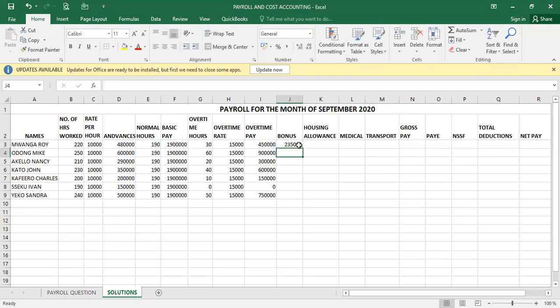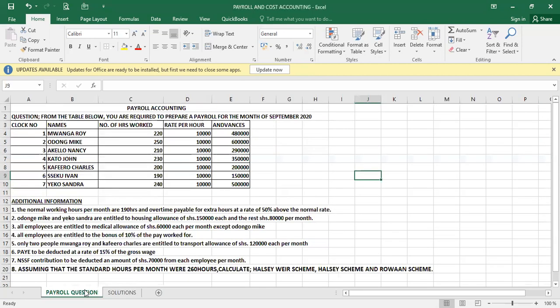Then from there, you'll be getting a total of 235,000. Then you can double click there so that you get the rest. When you've got that, we can proceed to our housing allowance.